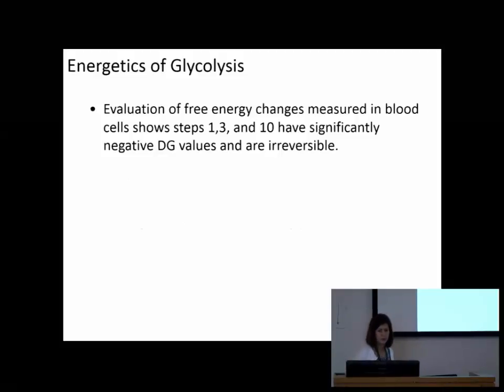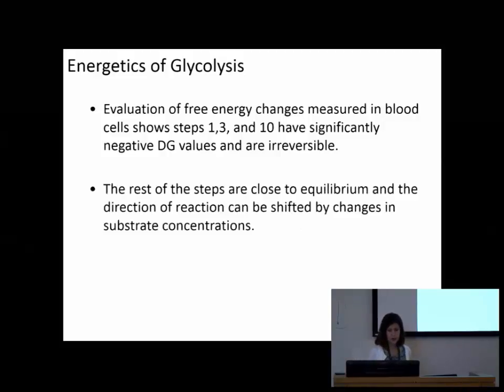So the steps that are controlled: glucose to glucose 6-phosphate, fructose 6-phosphate to fructose 1,6-bisphosphate, and PEP to pyruvate have very negative delta G values. Those are the reactions I want you to focus on. The rest of the reactions have delta Gs that are close to 0. So Le Chatelier's principle is going to govern whether they go forward.